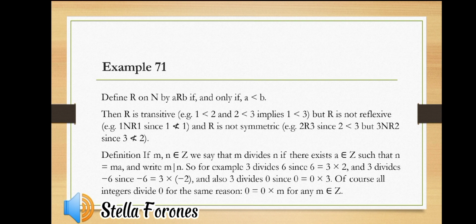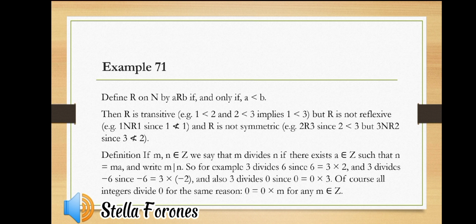Example 71. Define R on N by a relation b if and only if a is less than b. Then R is transitive. For example, 1 less than 2 and 2 less than 3 implies 1 less than 3. But R is not reflexive, for example 1 is not related to 1 since 1 is not less than 1. And R is not symmetric, for example 2 is related to 3 since 2 is less than 3, but 3 is not related to 2 since 3 is not less than 2. Since R is transitive but not reflexive and not symmetric, R is not an equivalence relation on N.